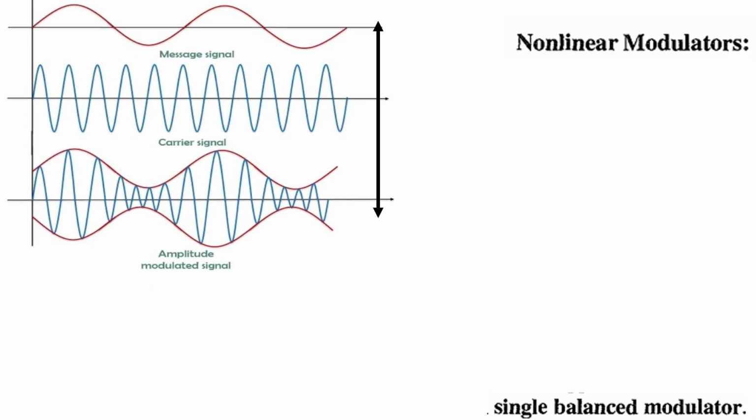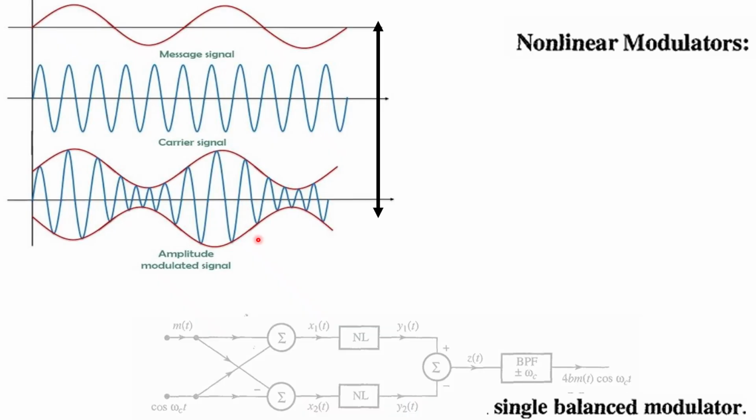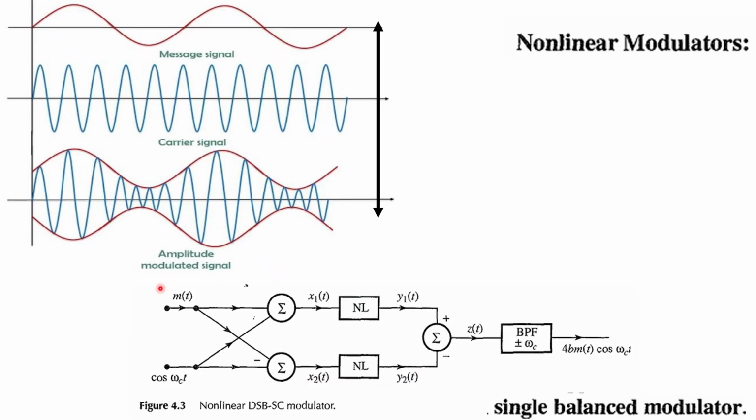Okay, so how can we achieve the modulated signal? This is your message signal, and this is your carrier wave. Of course you can see the message signal has very low frequency, the carrier has very high frequency, and we are going to vary the carrier wave according to the message information, right? So how can we achieve it?